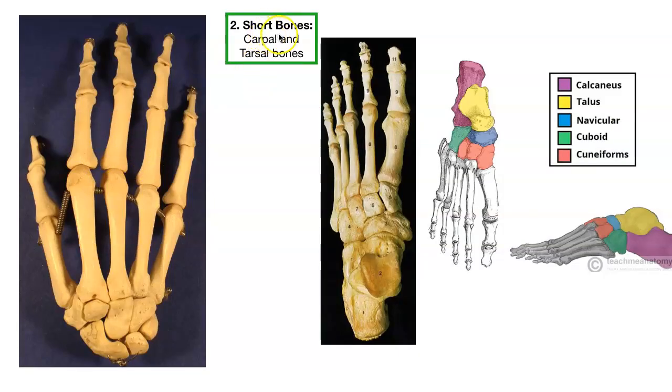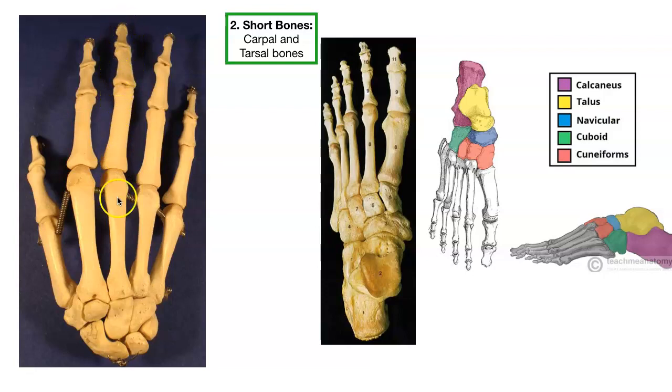Now, the next one is short bones. Now, short bones are more cuboidal in shape. And you're going to find short bones in the carpal and tarsal bones. Carpal means wrist. So here are the carpal bones, and you're going to be learning some of these carpal bones. These are the carpal bones. These are short bones. These are the tarsal bones, the ankle bones. These are short bones.